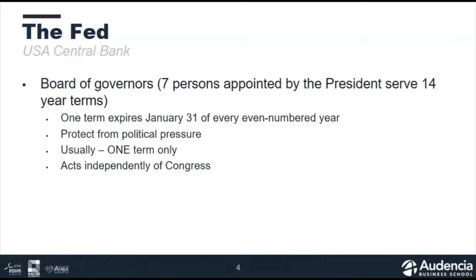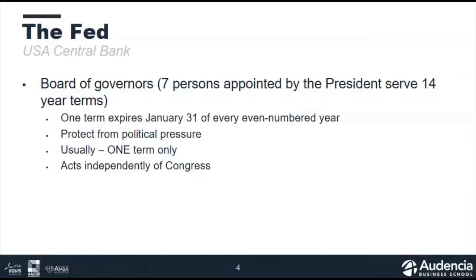So the Fed is the central bank of the United States. It's composed of a board of governors. These are 7 persons that have been designated by the President of the United States. Each of them serves a 14-year single term in most cases. Their term expires the 31st of January every even-numbered year. They are independent. They're protected from political pressure, and sometimes we even see the President of the United States going against or upset with the Fed. They're very independent, although they hopefully are working together towards improving the economy.